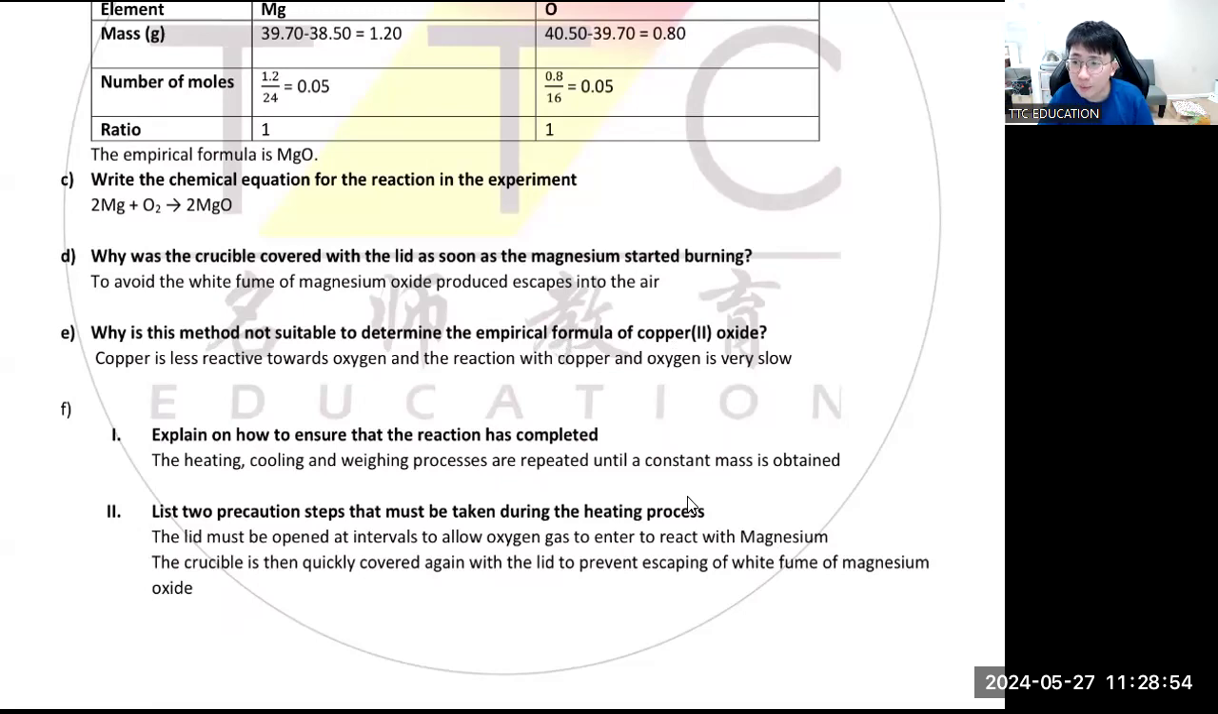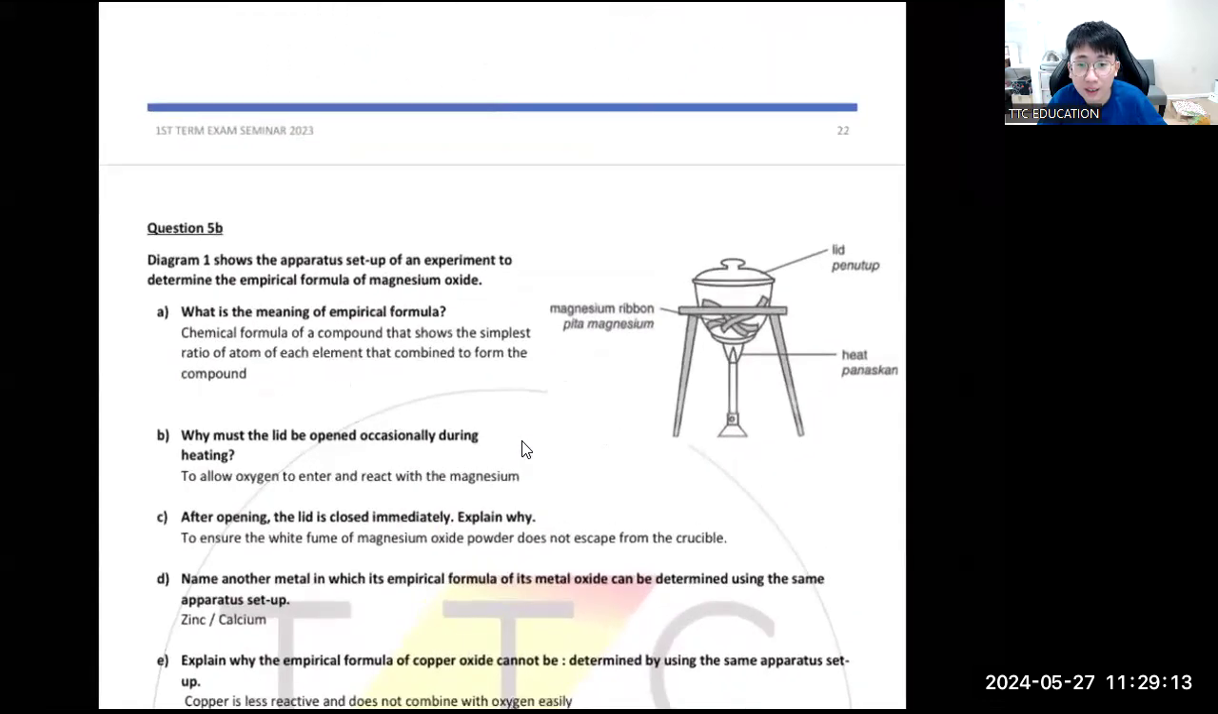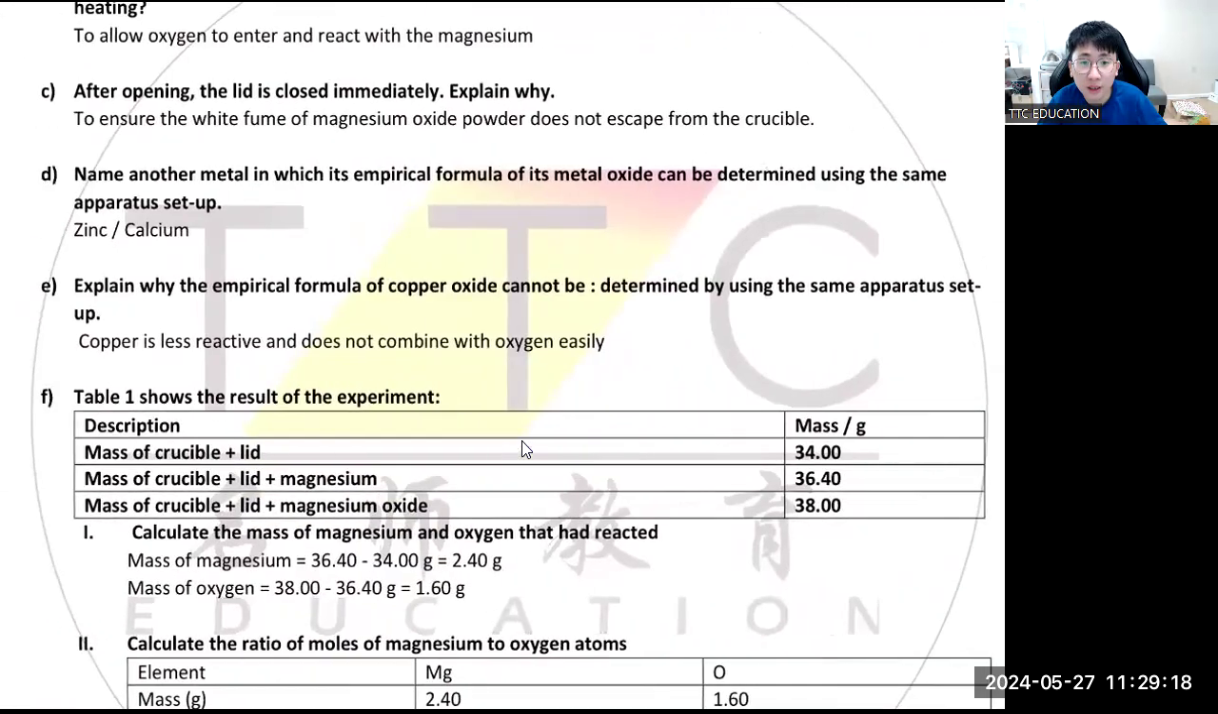What's the use of magnesium oxide? You mean in real life? Magnesium oxide? Or you mean uses of magnesium oxide in the lab? Or you want the use of...? There's a question for 5B. Oh, you mean the next one? This one, 5B. Oh, you mean this one?